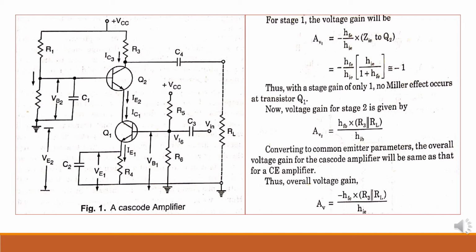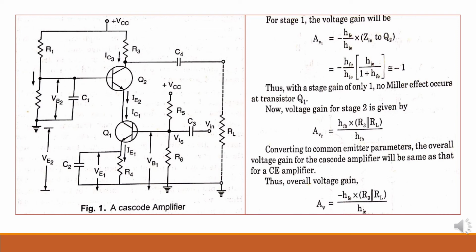From the right hand side calculation, I want to show you that the voltage gain of stage 2 can be very well calculated as AV2. I can write down the voltage gain AV2 as equal to the parallel resistances, which we can see from the left hand side figure, that is R3 and RL, which are in parallel, the product with hFB upon hIB.